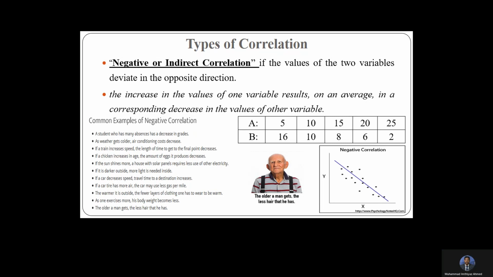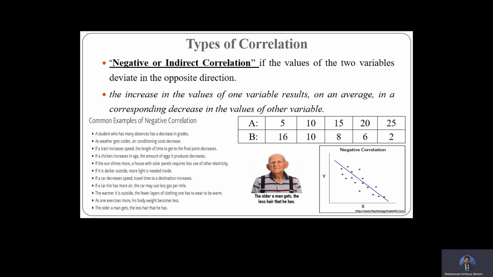Fine. Now, if the sun shines more, a house with solar panel requires less use of other electricity. Yeah, obviously. Solar panel, you know? Even with solar panel, we can generate electricity. If sun is more, our usage of other electricity will be less. Got the point? Because we are getting from solar power. So sun is more, usage of electricity from other source will reduce. One.